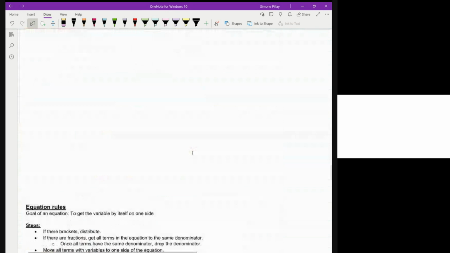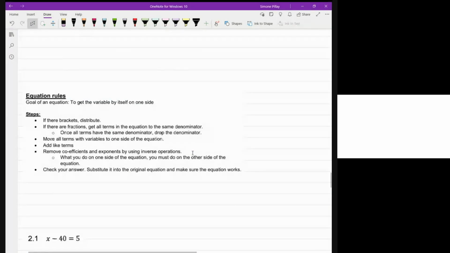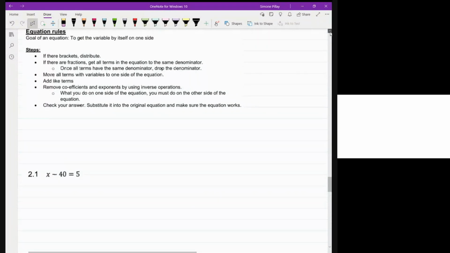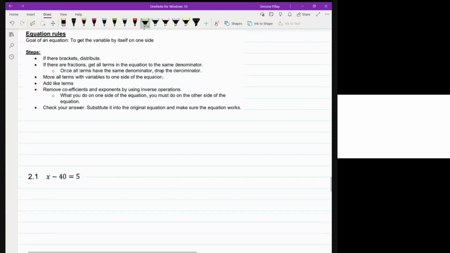On to equations. Remember, guys, we did equations this term, so this is super important. Even when you're doing geometry, for those of you who are writing your paper 2 super soon, our equation rules are super important to remember. Always when you're doing an equation, remember the big picture. The goal of an equation is to get the variable by itself on one side. So anything you do when you're solving an equation should be to get the variable by itself on one side.